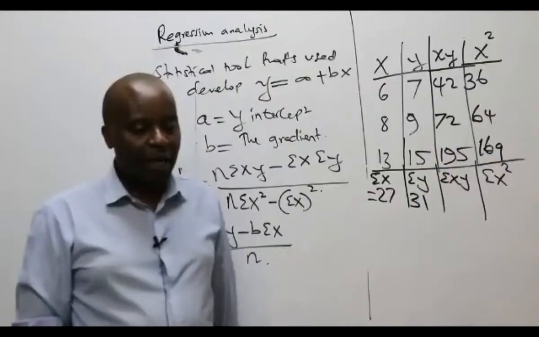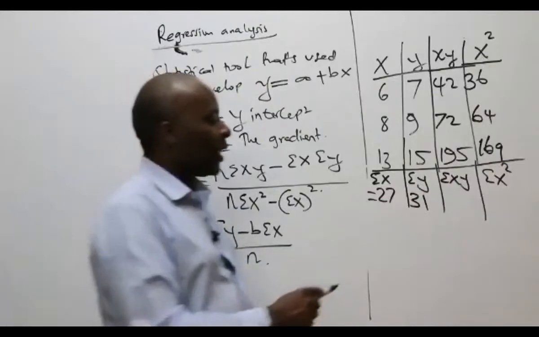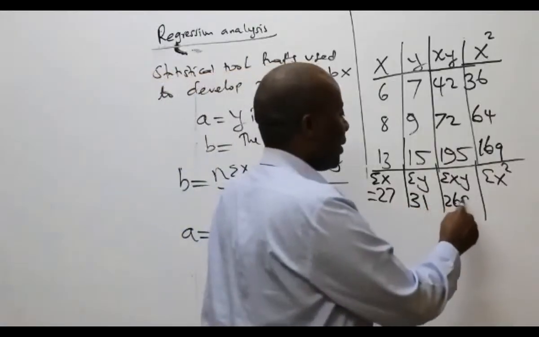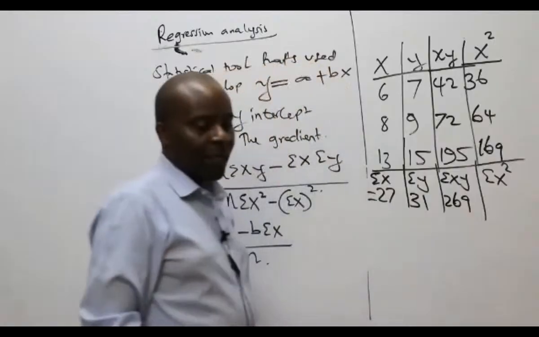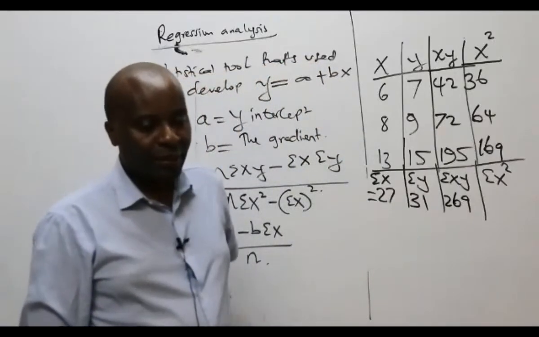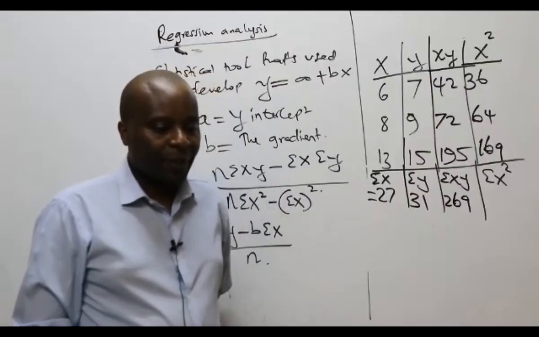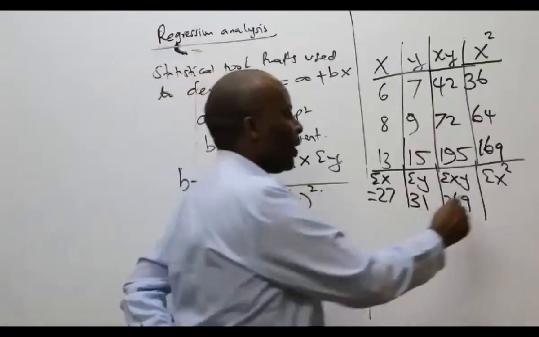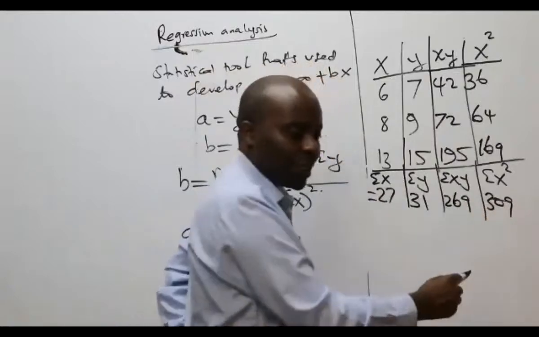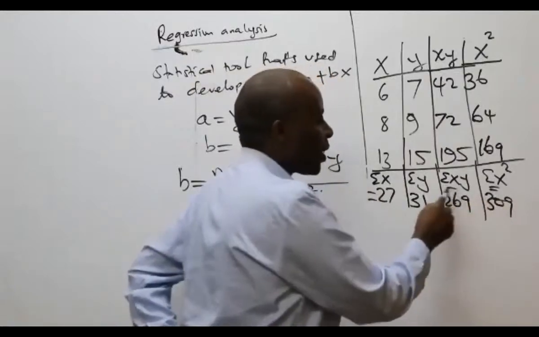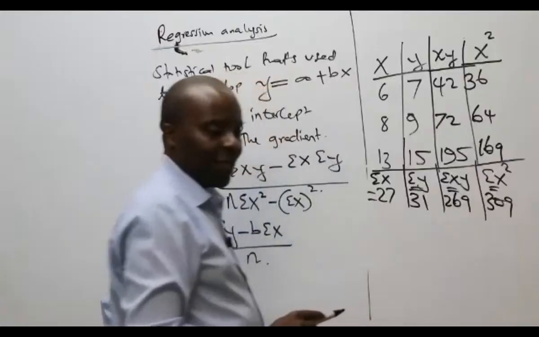Summation of xy. Sharon tells me it is 269. Summation of x squared. What do we have under summation of x squared? 309. Thank you very much. So remember that these are summations, summations like that.